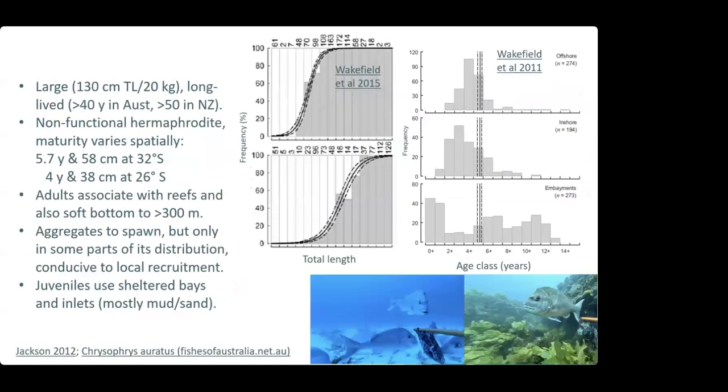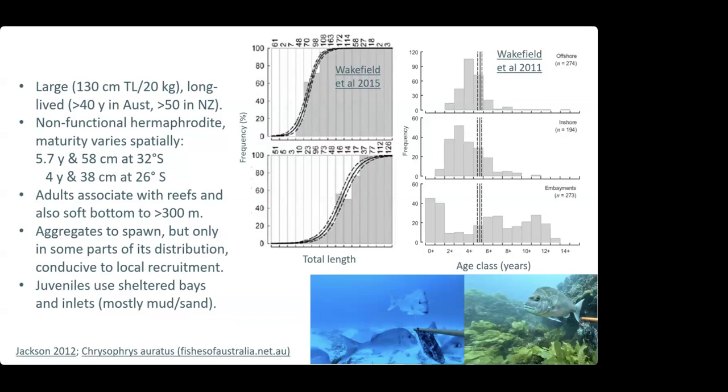There have been many studies of the biology, as I mentioned, and this species is quite a large and long-lived species, reaching 130 centimetres and over 40 years of age. It's a non-functional hermaphrodite, and its maturity varies spatially. Adults typically associate with reefs and adjacent soft bottoms down to about 300 metres, but typically they occur on the continental shelf in less than about 100 metres.